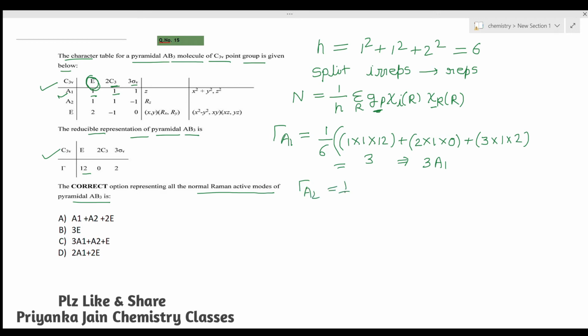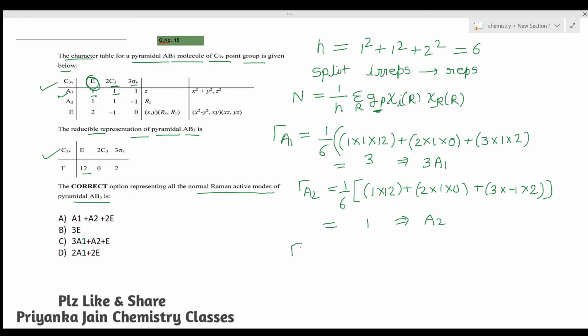So same thing, we have to do 1 upon 6. Then we have to put here the values: 1 into 1 squared, plus 2 into 1 into 0, and then plus 3 into minus 1 into 2. Okay, then this value will come equal to 1. It means we can call it this is A2 representation.